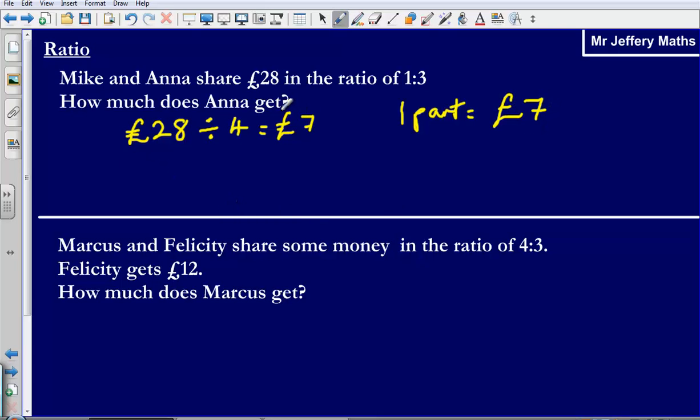Then how much does Anna get? Well, Mike comes first, so he gets the 1 part, the first part of the ratio. Anna comes second, she gets the 3 parts. So if 1 part is £7, 3 parts will be 21, multiplying what 1 part is by 3. So how much does Anna get? She gets £21.